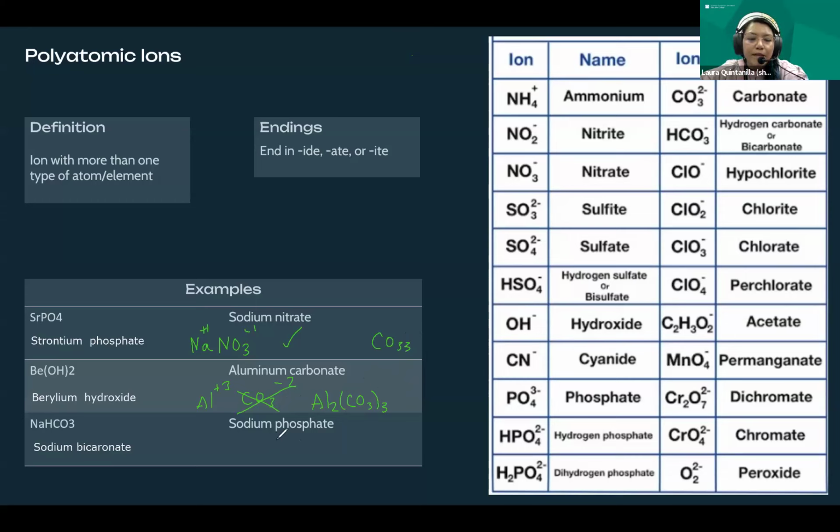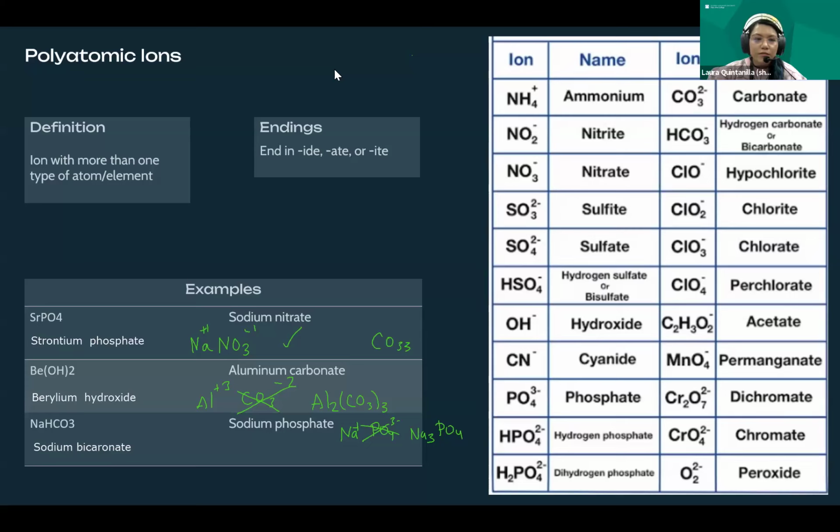Okay, and then the last one, sodium phosphate. Sodium is Na, and that's a +1 charge. Phosphate is here. It is a PO4 with a 3- charge. So that's another red flag that they don't match. We have to make some adjustments, so we're going to crisscross. Na will get a 3, and then PO4 will remain as just 1 PO4. All right, so that covers polyatomics.